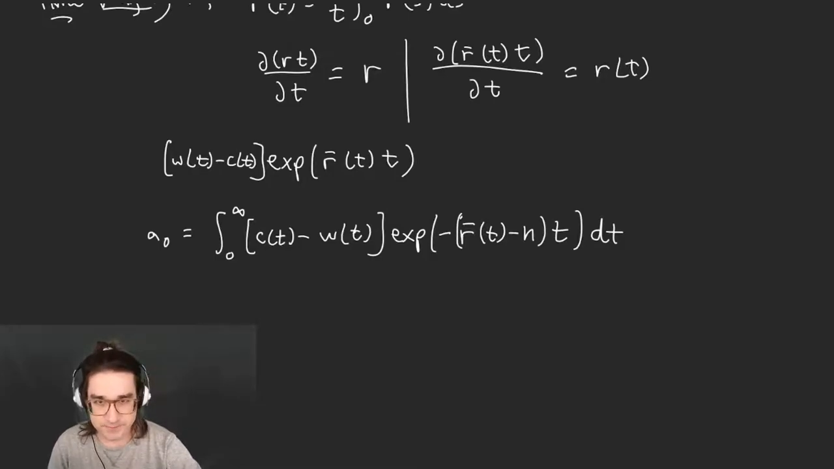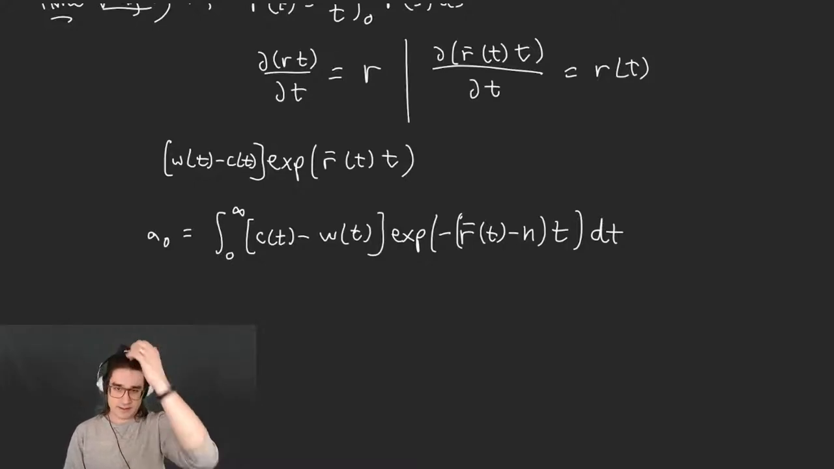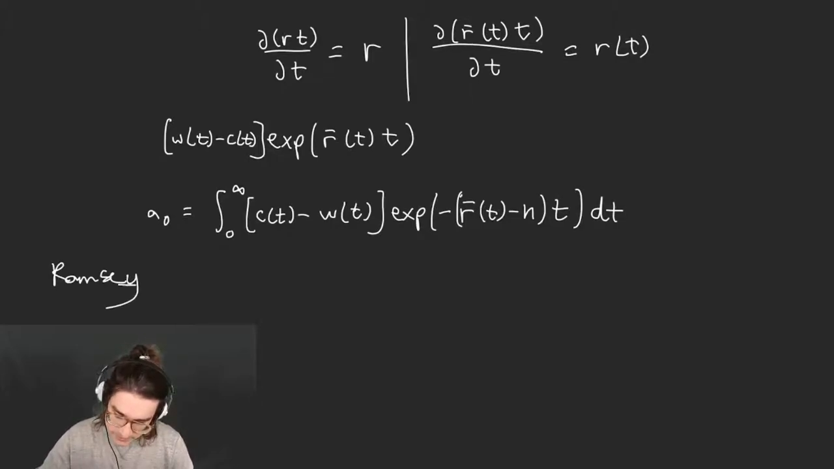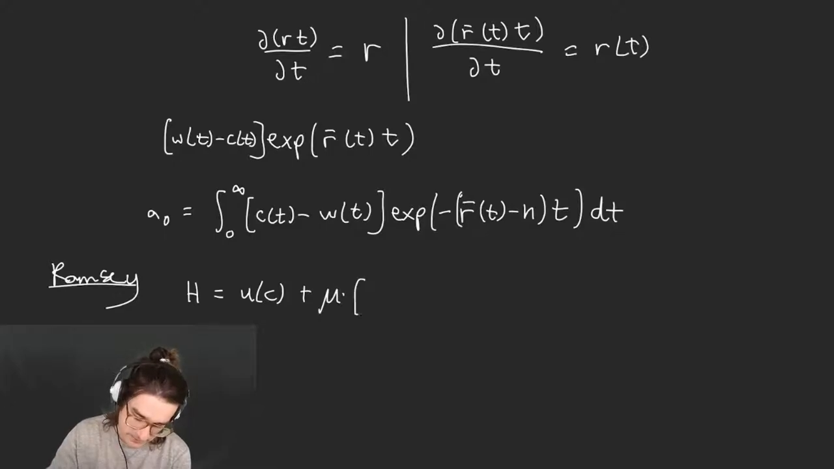So now we want to think about what this implies for the solution to Ramsey and everything like that, and how it is useful. We're going back to Ramsey world. I mean, we're kind of in Ramsey world, but now we're going to be solving it. So remember, the Ramsey Hamiltonian looked like this.